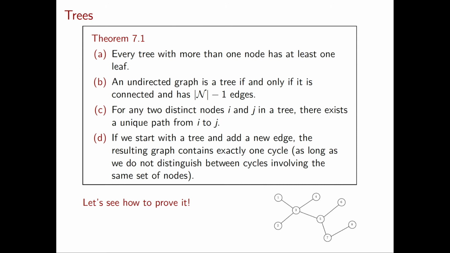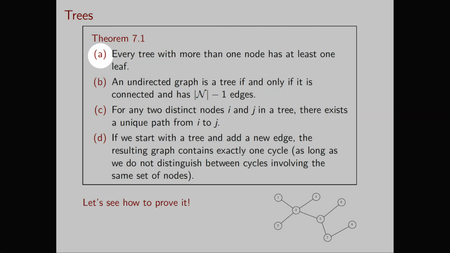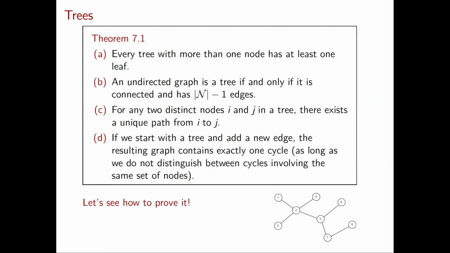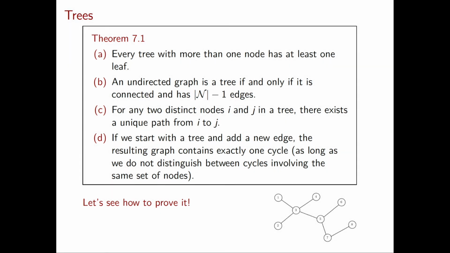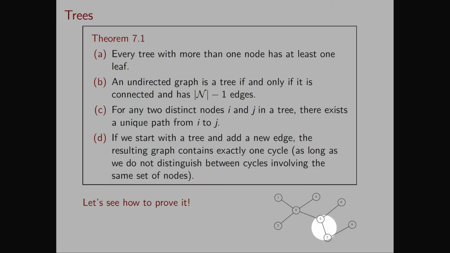Theorem 7.1 contains essentially all the results that we're going to use about trees. Point A says that every tree with more than one node has at least one leaf. We have just seen how in our example we actually have 5 leaves. Point B of the theorem says that an undirected graph is a tree if and only if it is connected and has a cardinality of n minus 1 edges. We can check this statement in our example. We know that we have a tree, so we already know it's connected. We have 8 nodes, so we should have 7 edges. 1, 2, 3, 4, 5, 6, 7.